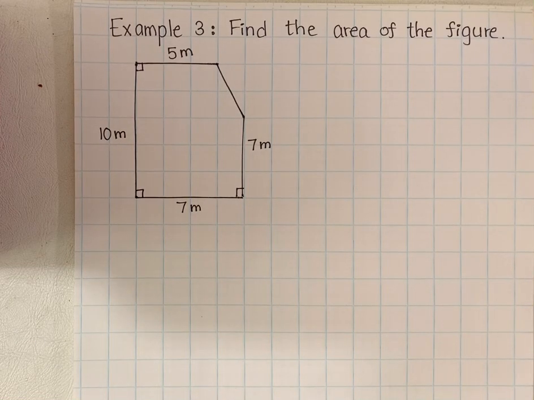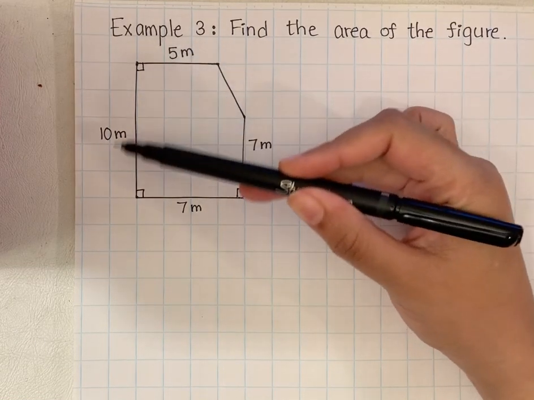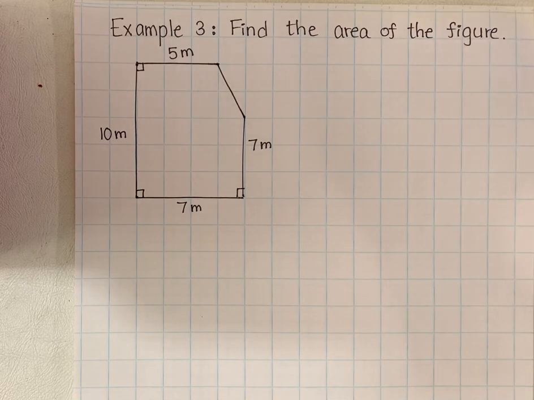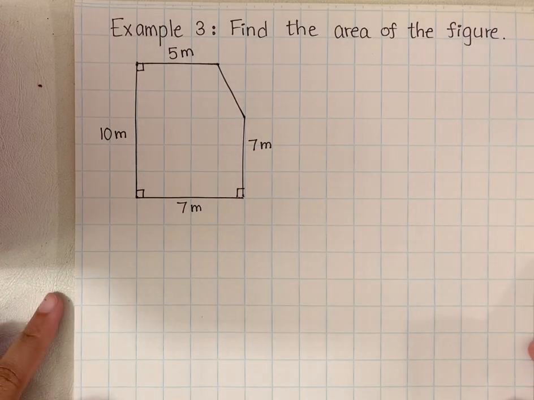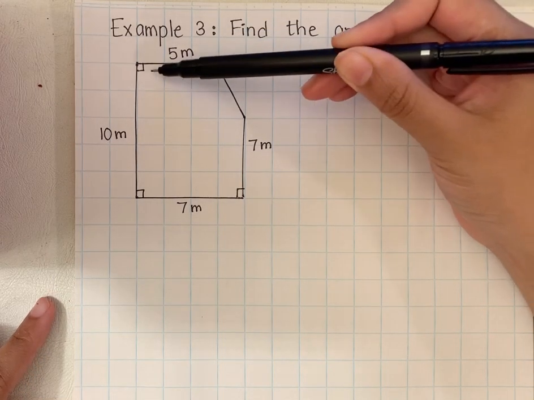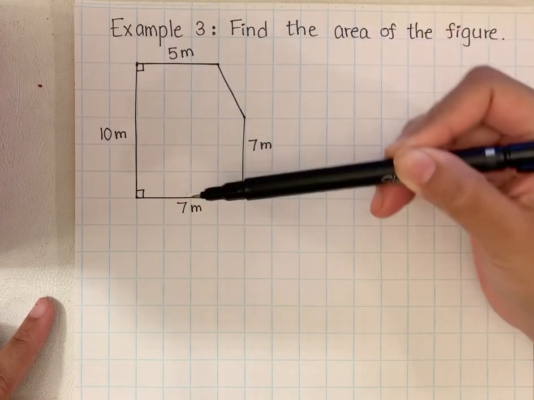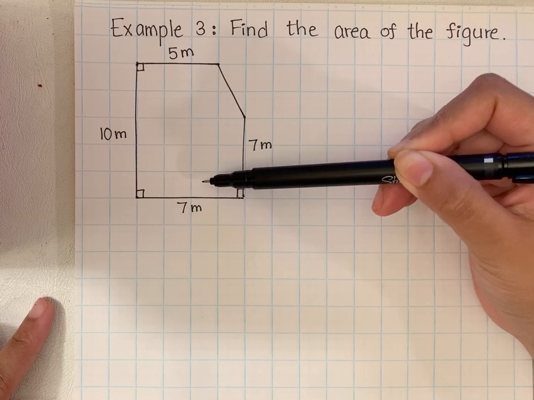Here's another example. As you can see, we have another composite figure here, and we have to find the area of the entire figure. So again, step one is to determine which shapes make up our composite figure. I can already see a trapezoid up here and a rectangle down here.